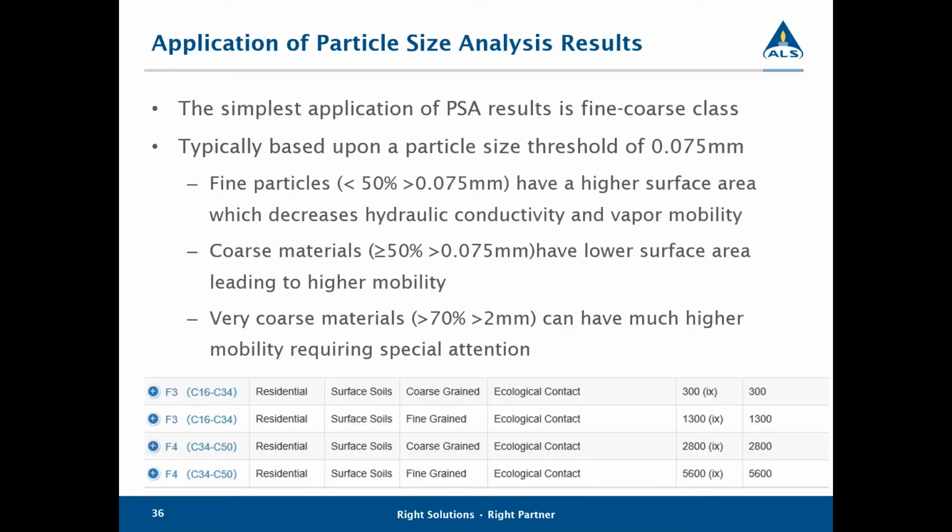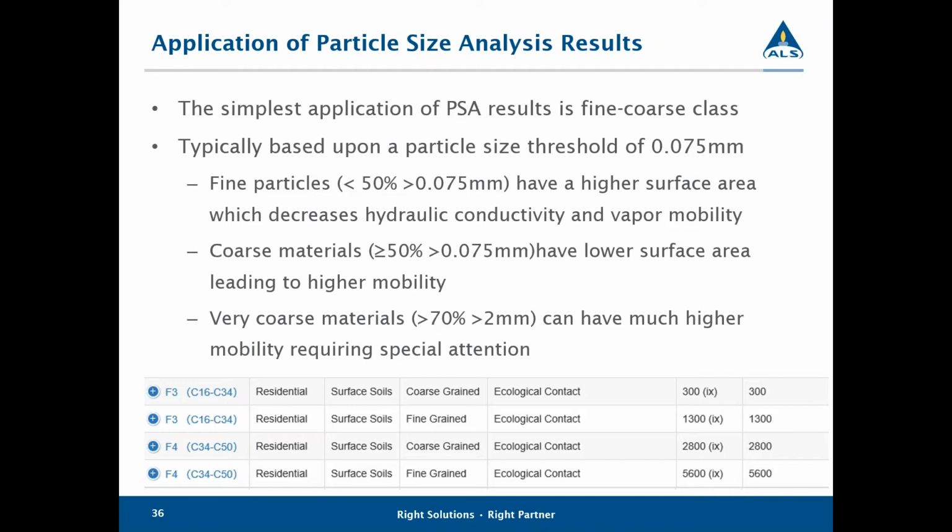So the simplest application is the CCME fine coarse classification, which is based off of 0.75 mm. If the materials are fine, according to this classification system, we do have higher surface area. It will actually hang up organic contaminants a lot better than coarse materials, which have low surface areas. So if we apply CCME guidance, we can see on the bottom here for hydrocarbons in the diesel and motor oil range, coarse grain materials have a lot lower regulatory guideline values compared to fine grain. That's simply because the fine grain materials will hold up those materials a lot better than the coarse grain. Coarse grain material could get into your water supply and spread a lot faster.